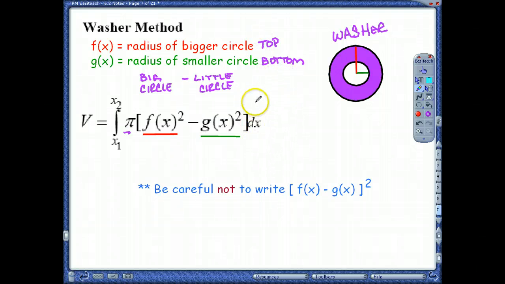Now we do have to be careful because we are talking about a big circle minus a little circle. So notice it's f of x squared minus g of x squared, not f of x minus g of x and square that. Because here you've got big circle punching out little circle. Here you've got big radius minus little radius, so you have a small radius. You just have a circle. There's nothing being punched out there.